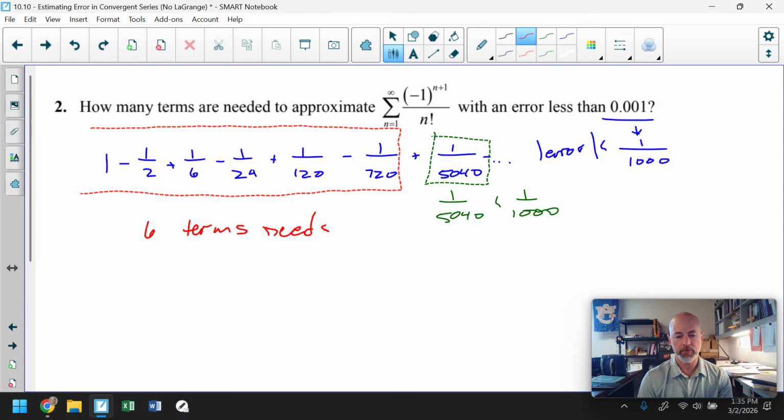And there you go. So you just look for that first term that has the accuracy that you want. And all things series error approximation, very convenient, very nice.